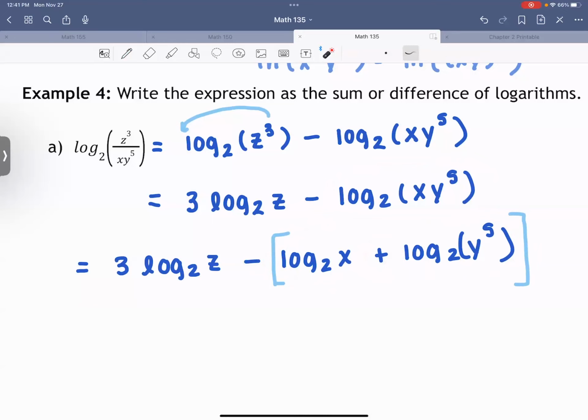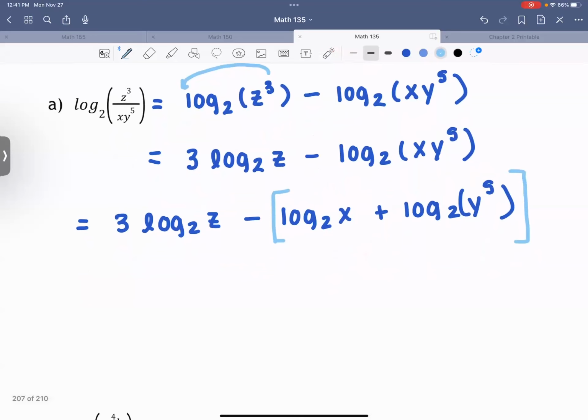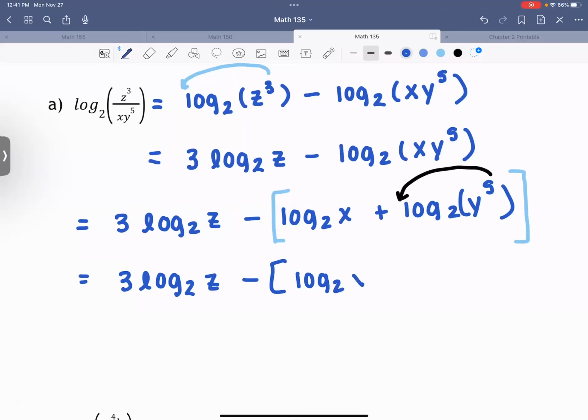Cool. Okay. A couple options for me. Any ideas on what I can do next? Yeah, let's move the 5 up front. Let's keep everything in parentheses, keep everything the same, except we're going to move that 5 up front. Log base 2 of x plus 5 log base 2 of y.